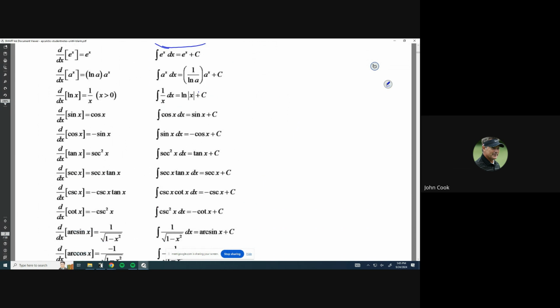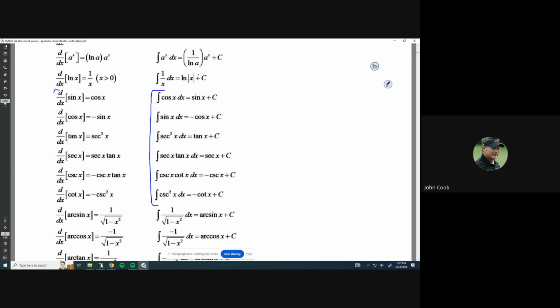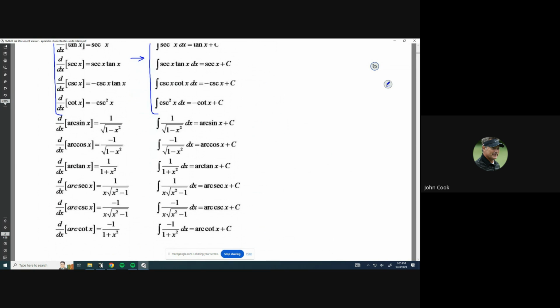Then these are the trig rules. There aren't many of them, 6. Just remember them. If you remember the derivative rules, it's just the opposite of them. You can compare that if you want. And then out of these inverse trig rules, really the ones that you want to know are arcsine, arctangent, and arcsecant. Do you see why?